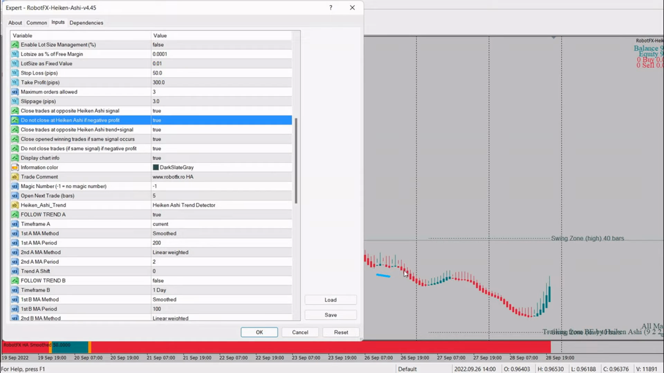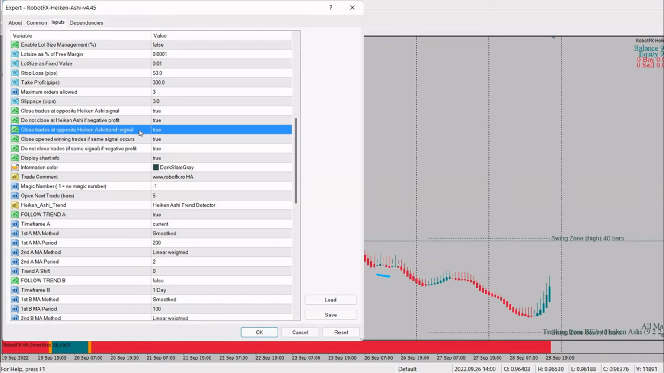So it will probably close it, most likely when the candles change the color back again from red into green. But at this point, the price will already have lowered and that will be a positive profit. It will close the trade in profit. We have next the option to close the trades at opposite Heiken Ashi and if the trend changes.